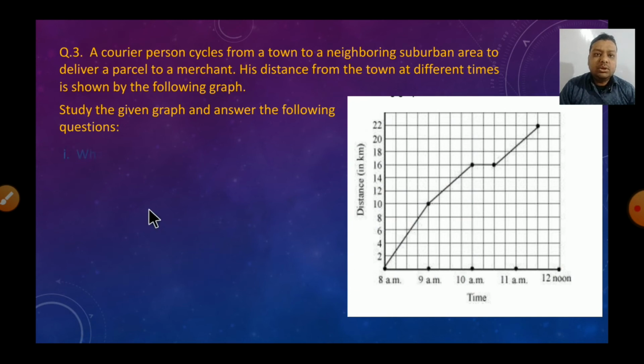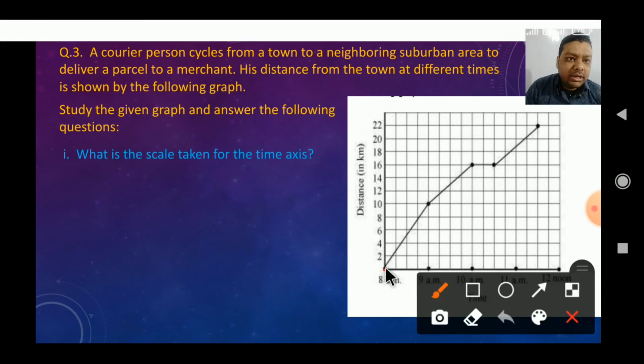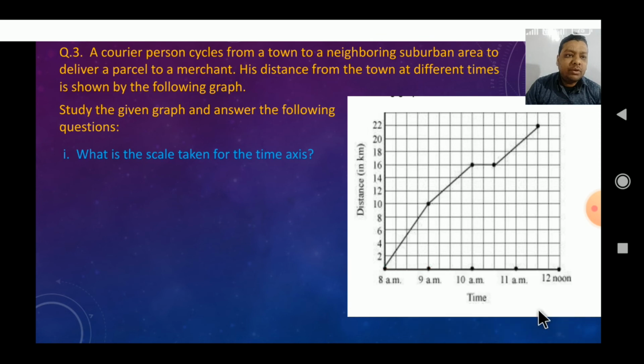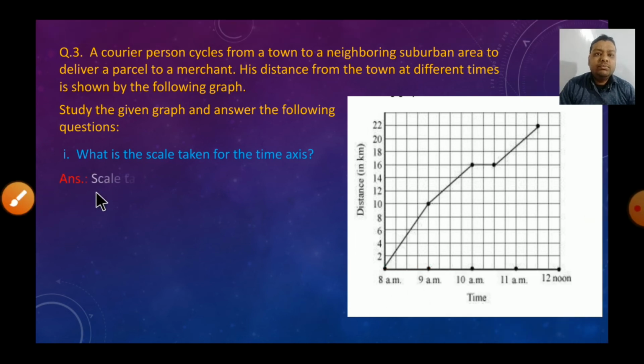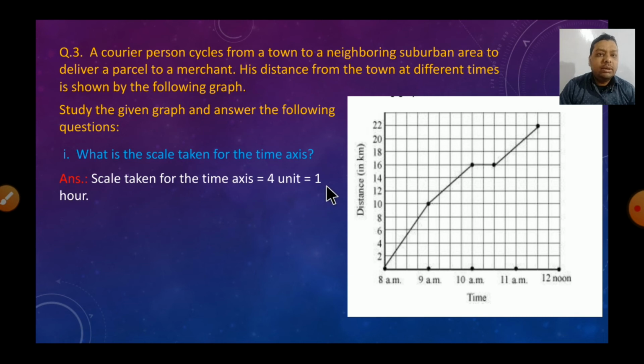So the question is, what is the scale taken for the time axis? You can see here, dear, the scale is: 1 unit, 2 unit, 3 unit and 4 unit. So 4 units equal 1 hour. You can see from 8 am to 9 am. So the scale taken for the time axis is 4 units equal to 1 hour. And we have to find only the time axis, not the distance axis. But the distance axis will be 1 unit equals 2 kilometers.